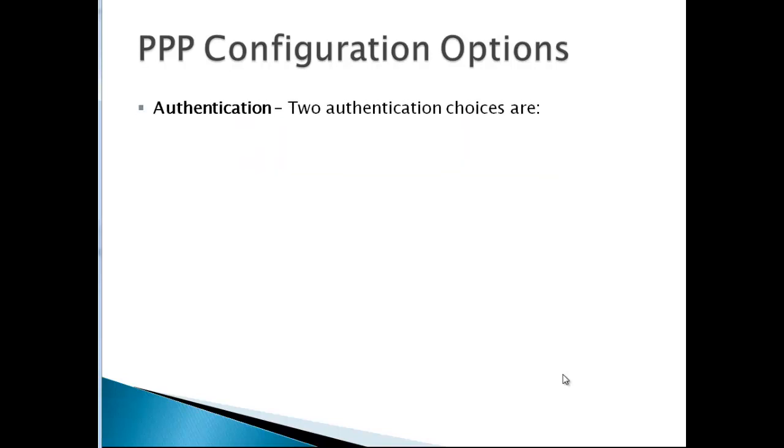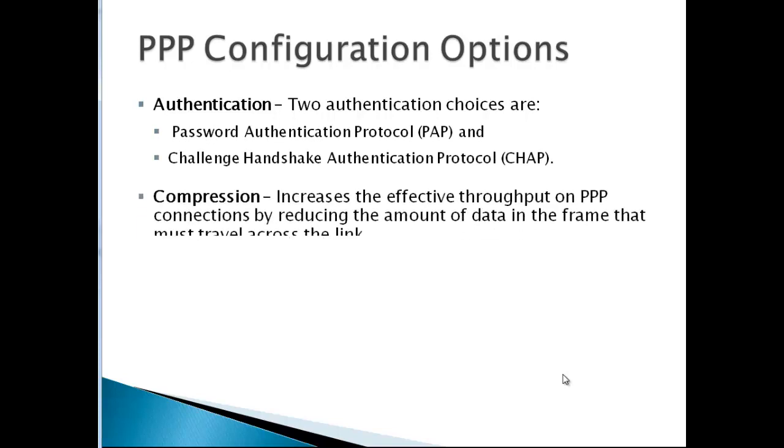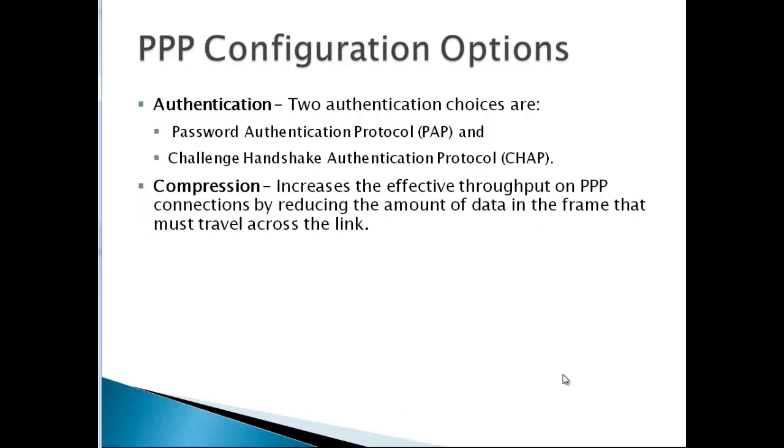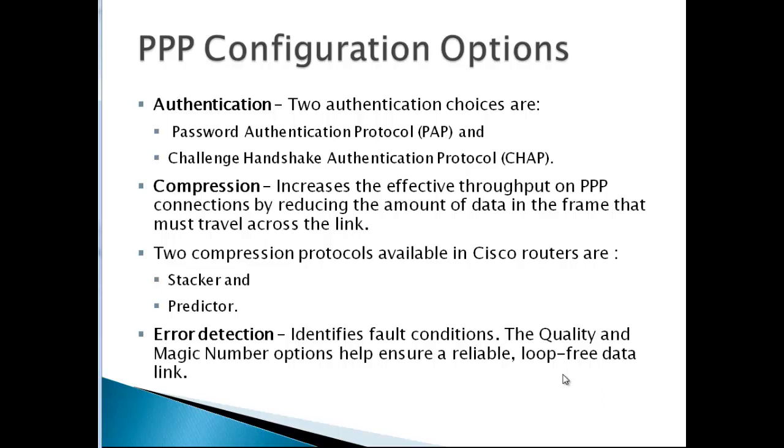The configuration options: we have authentication. The two authentication choices that we have are Password Authentication Protocol, PAP, and Challenge Handshake Authentication Protocol, CHAP. Compression increases the effective throughput on a PPP connection by reducing the amount of data in the frame that must travel across the link. We have two compression protocols, Stacker and Predictor. Then error detection identifies a fault condition. The quality and magic number options help ensure a reliable, loop-free data link.